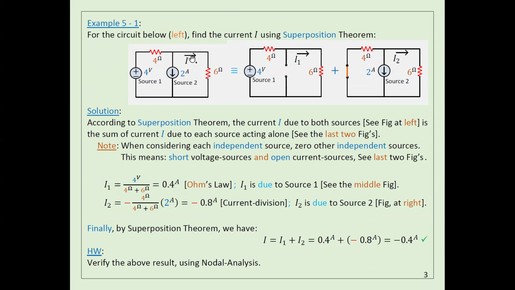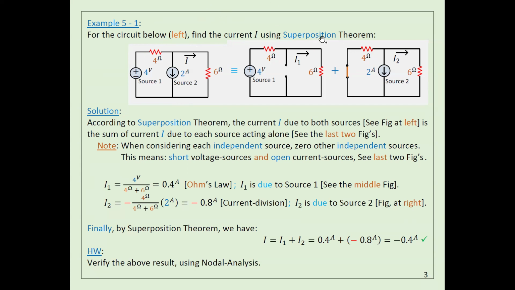I want to calculate I, the current I. For sure, you can still use chapter four. I'm not teaching something you cannot do in chapter four, so you can still use any approach I explained in chapter four. You can find the equation and solve the equation, but here we are looking for an easier way to solve it. This is what we call superposition.